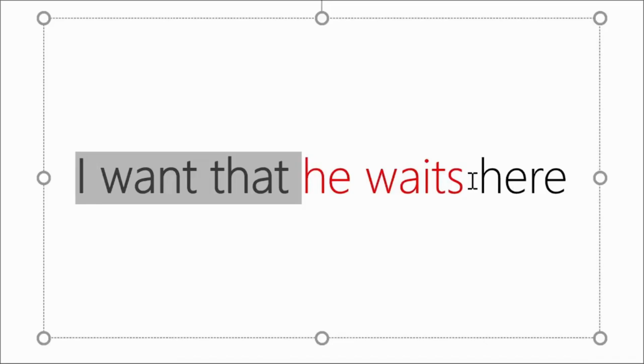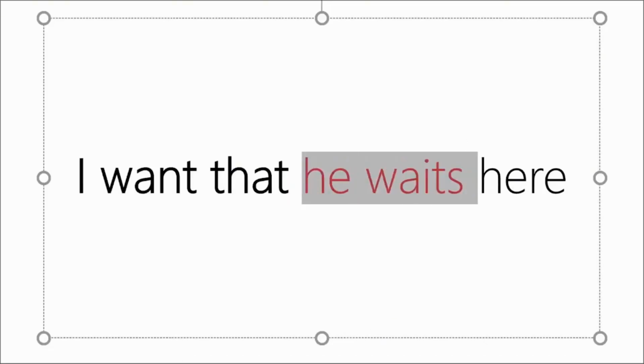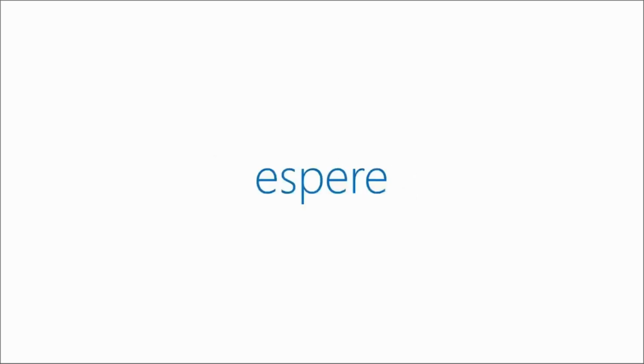Here we have that sentence. I want that is the trigger. And the next verb is he waits. So we're working with the verb esperar. Now, what is he waits in the subjunctive? We have to switch it over to the other side. So he waits would become espere.